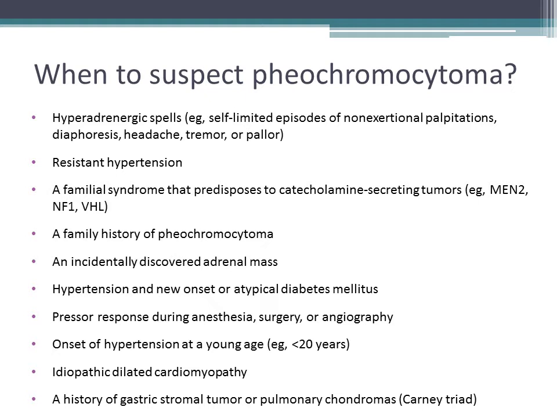Interestingly, every once in a while we get referrals from anesthesia telling us that the patient was under anesthesia for another type of surgery, but the anesthesiologist had difficulty controlling the blood pressure, or there was a lot of fluctuation in blood pressure in that patient. So they recommend that we investigate this patient for pheochromocytoma, because anesthetics can lead to a rise in catecholamines during surgery. Onset of hypertension at a young age is another red flag. Idiopathic dilated cardiomyopathy is another red flag. And history of gastric stromal tumors or pulmonary chondromas, which are known for Carney's triad.